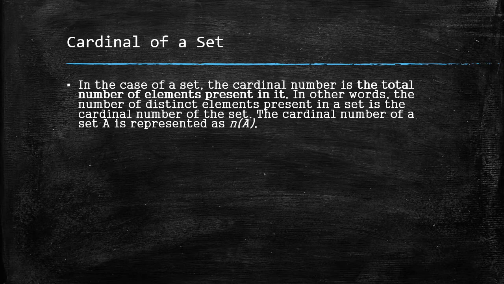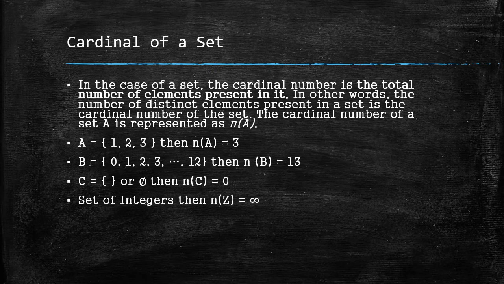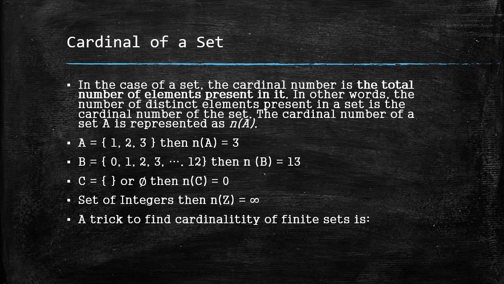Cardinal of a set is the number of elements in the set. And we denote the cardinal by n of A. So set A has 3 elements, so the cardinal of A is 3. Set B has numbers from 0 to 12, therefore the cardinal of B is 13. The cardinal of empty set is 0. And the set of integers, the cardinal of set of integers is infinity. So we have a trick to find the cardinality of finite sets, which is the max minus the min plus 1.